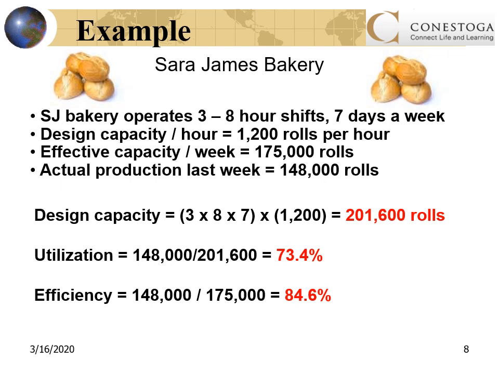When you solve it, you will get the design capacity per week as 201,600 rolls per week, the utilization as 73.4%, and the efficiency as 84.6%. So the thumb rule is utilization has to be less than the efficiency. Yes, this is correct in this particular case. So whenever you solve it, please make it a point to check it. This is one of the questions which you should be expecting for your examination.